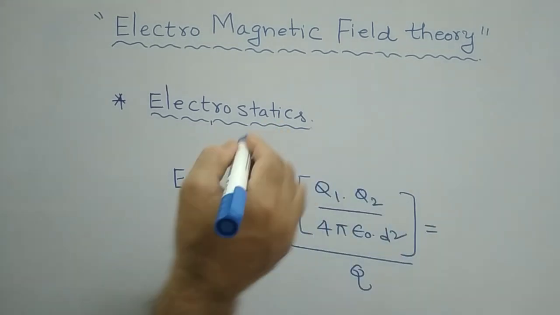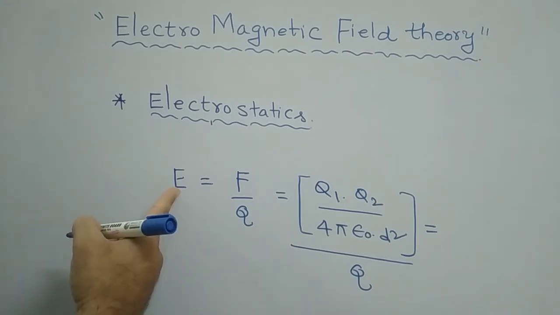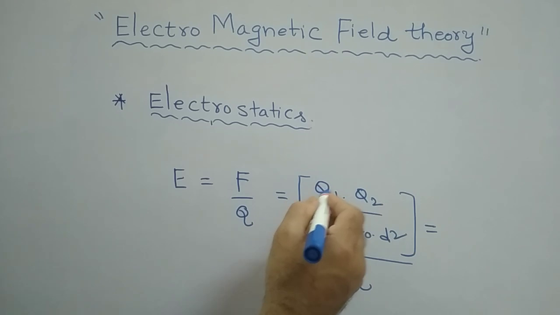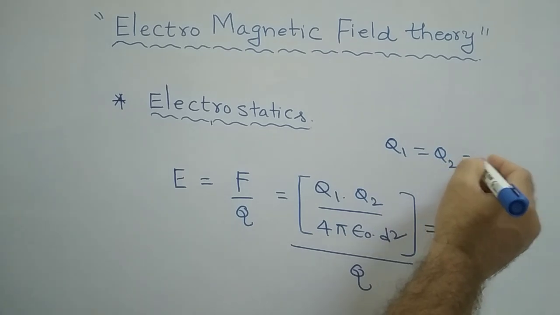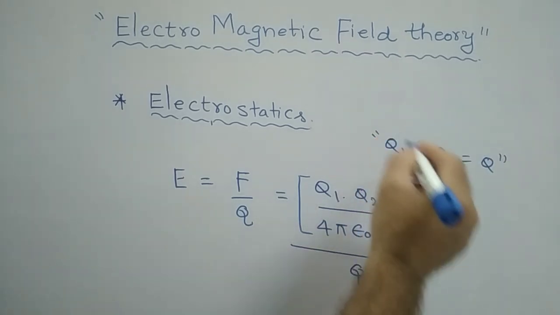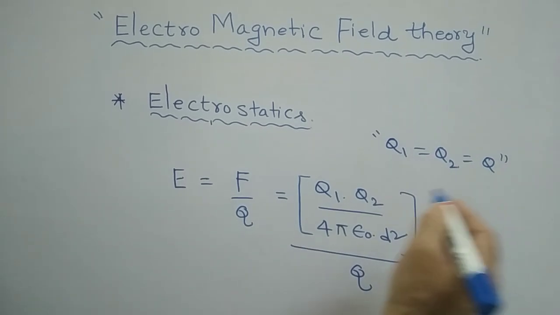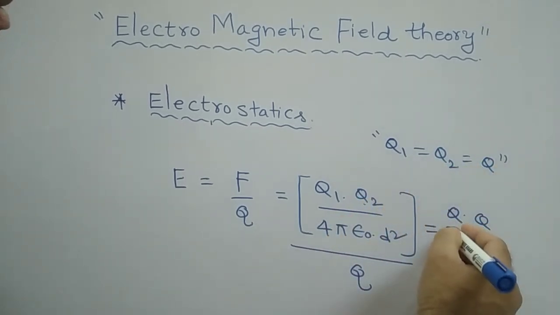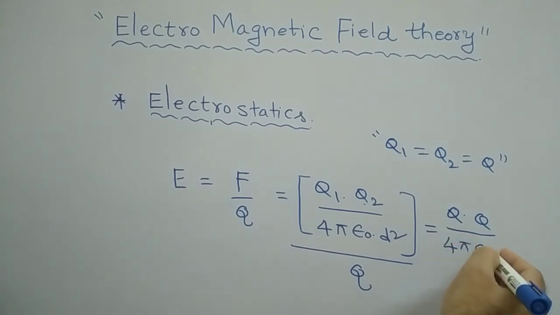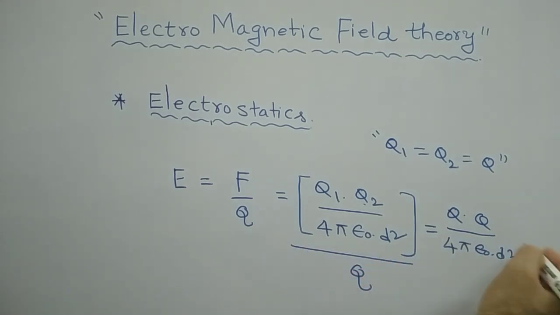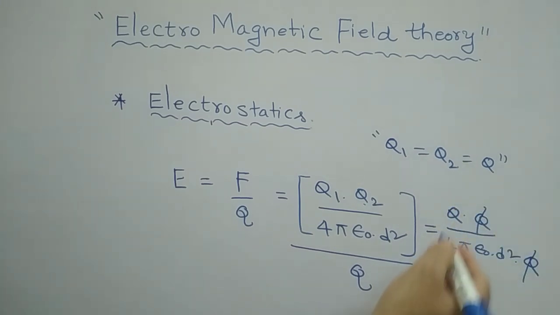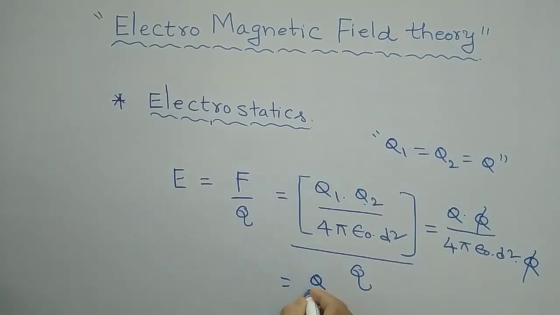This is equal to, assume that for defining electric field intensity, Q1 and Q2 are equal to Q itself, right? So in this case, your Q1 is nothing but Q only, and Q2 is nothing but Q only, divided by 4 pi epsilon naught into d square. This Q by Q will cancel out. What we will have is Q by 4 pi epsilon naught into d square. This is the electric field intensity formula.